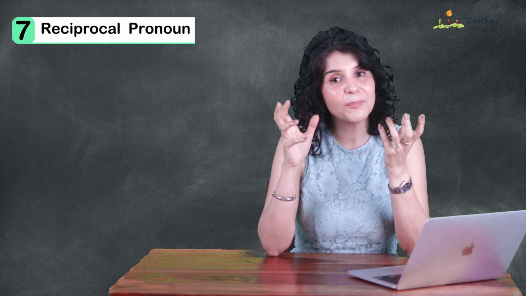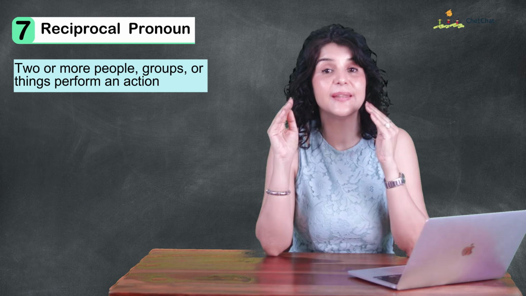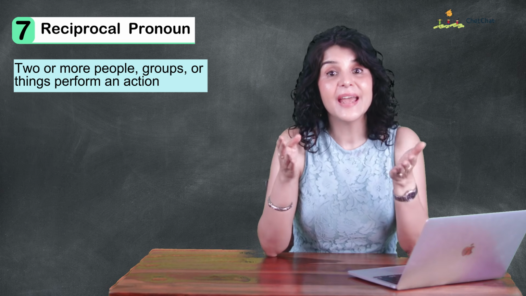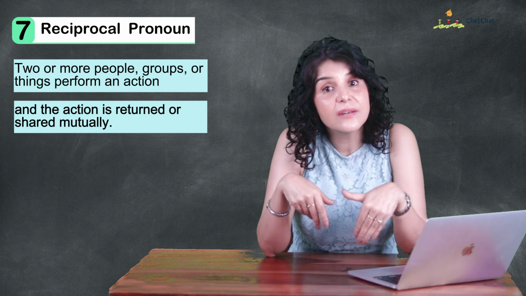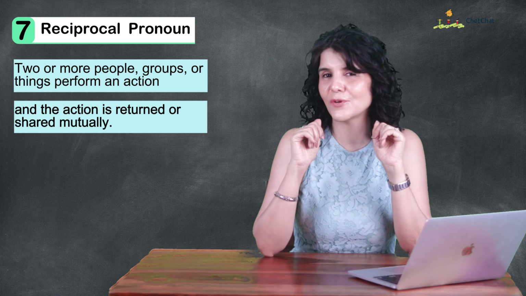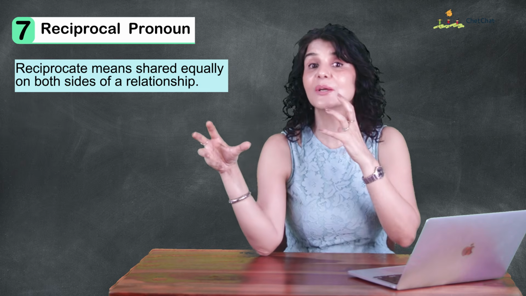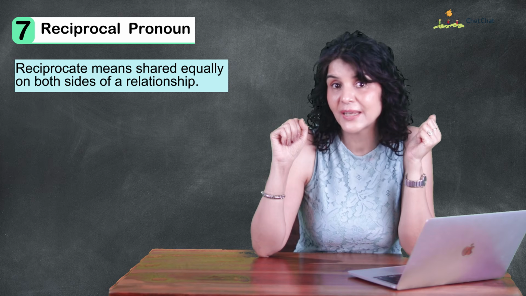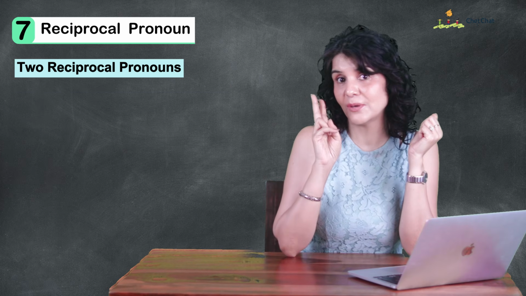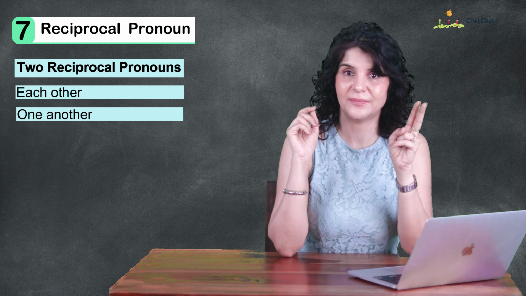Next, we are going to look at a very important pronoun called reciprocal pronouns. Reciprocal pronouns are used when 2 or more people, groups, or things perform an action and the action is returned or shared mutually. Just hold on for a minute. Reciprocate means that the emotion or action is felt equally on both sides of a relationship. So there are 2 reciprocal pronouns. Each other and one another.